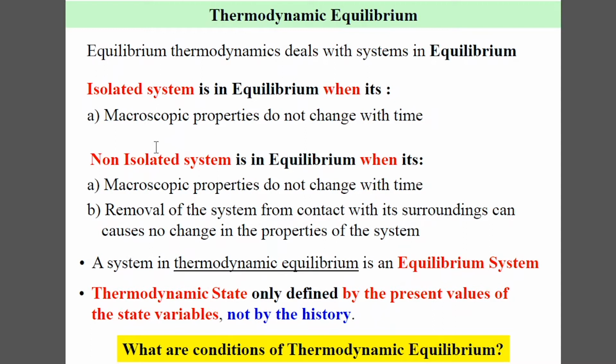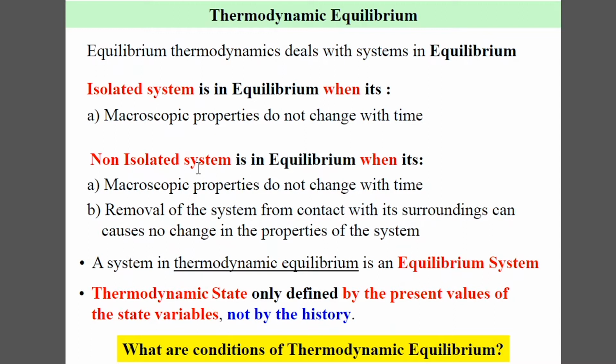When you have a non-isolated system, at equilibrium the macroscopic properties do not change with time, and if I remove the system from contact with its surroundings, it does not cause any change in the properties of the system. So these are the criteria we are going to look at when we say the equilibrium is reached. A system in thermodynamic equilibrium is known as an equilibrium system.